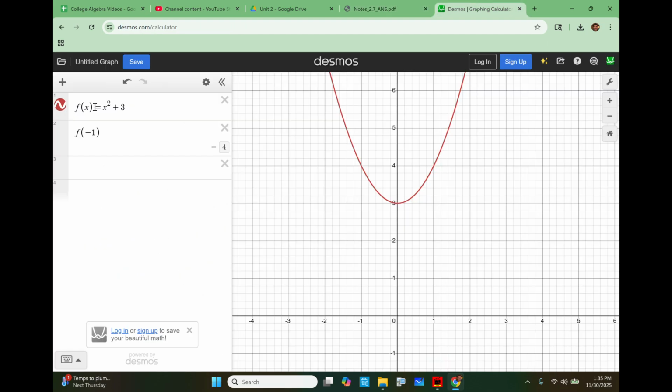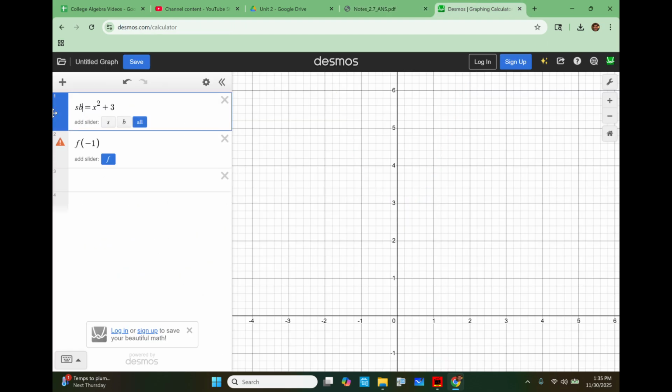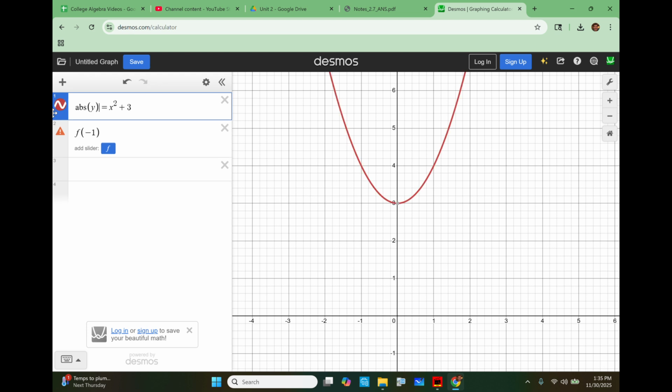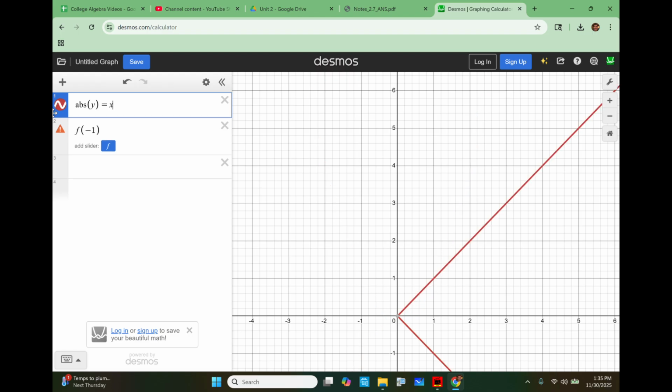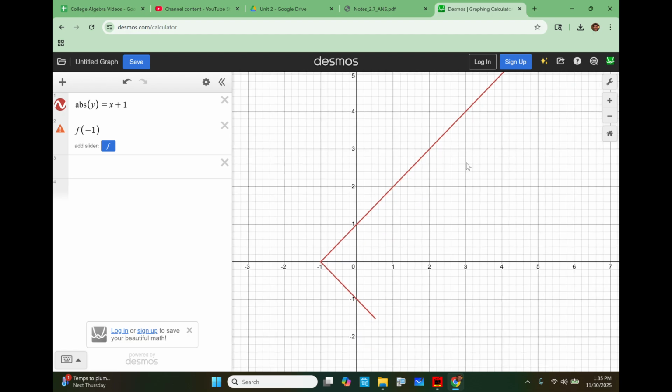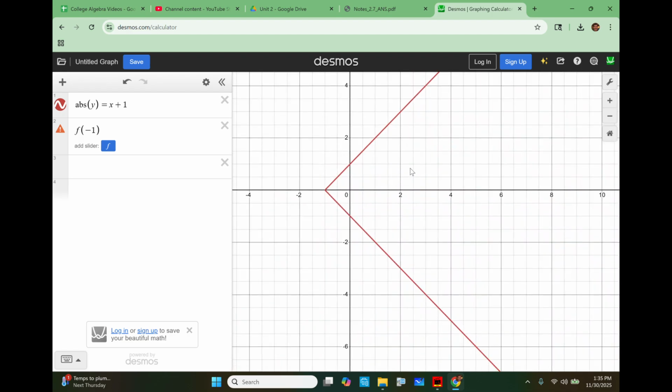So absolute value of y equals x plus 1. So on this graph here, I'm seeing this sideways absolute value graph. I'm seeing, yes, x-axis symmetry. So this is not a function. A function cannot have x-axis symmetry. So most absolute value of y's.